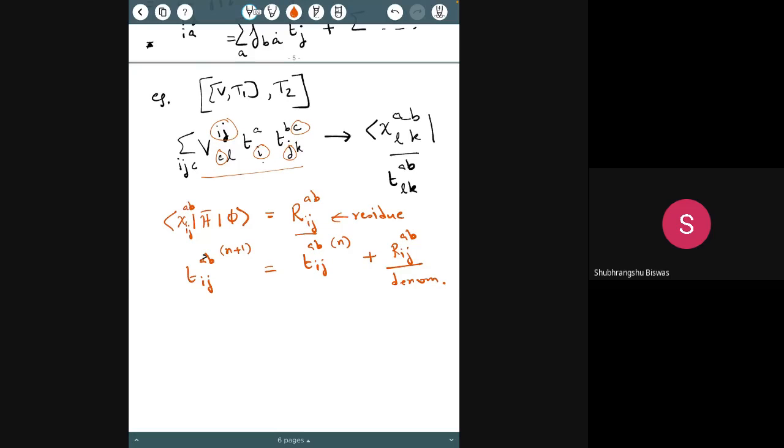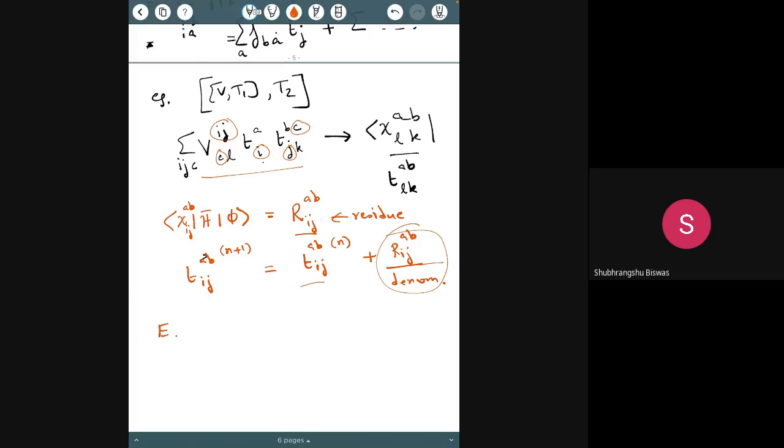I want to talk a little bit about DFT. Anyway, so you have a suitable denominator which comes from the expression, and you use this quantity to update the cluster amplitude. So that is the iterative method of solving this set of nonlinear coupled equations. Okay, and once you keep doing this iteratively and your residues for all the cluster amplitudes reduce to 0, then you have the solution set of cluster amplitudes, and then you can go on to evaluate your energy expression.